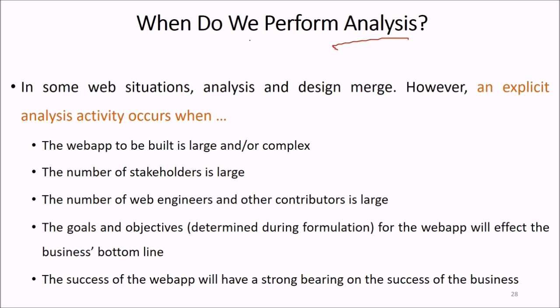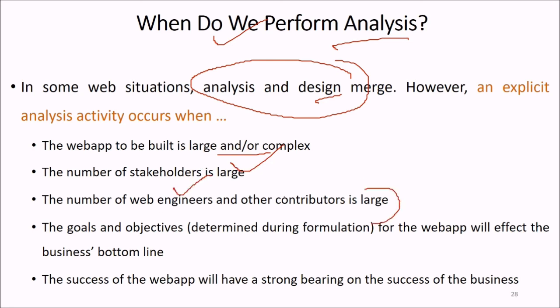So when do we perform analysis in a web situation? Analysis and design sometimes merge, but an explicit analysis activity will take certain things into account. The web app to be built is large or complex. The number of stakeholders is very large. The number of web engineers and contributors who are going to contribute is large. The objectives, intentions and goals for the web app will affect the business bottom line. So the success of the web app will have a strong effect on the success of the business.